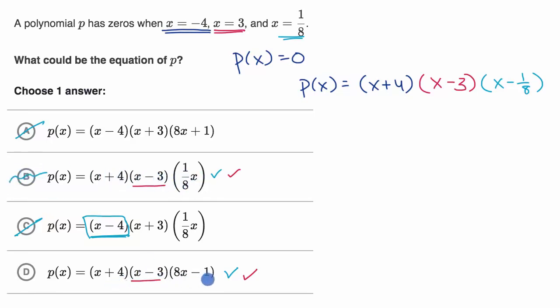But let's verify this one. If x is equal to 1/8, we have 8 times 1/8, which is 1, minus 1. That is going to be equal to 0. So this one checks out.